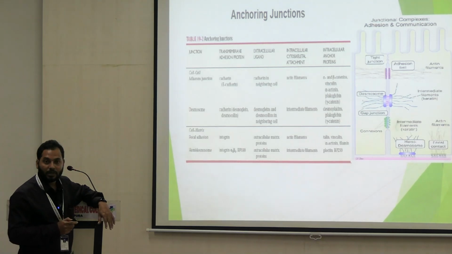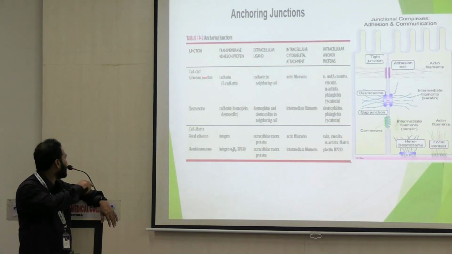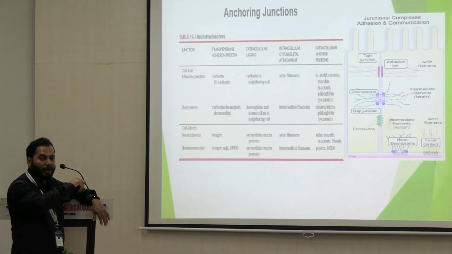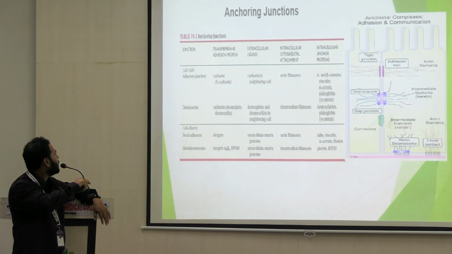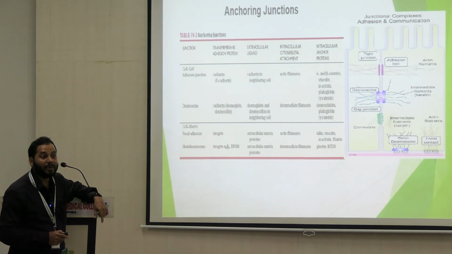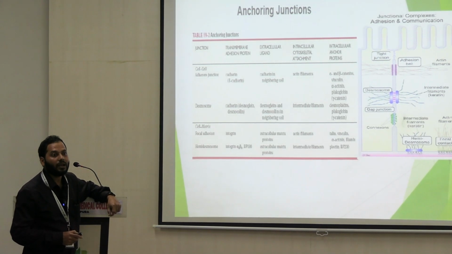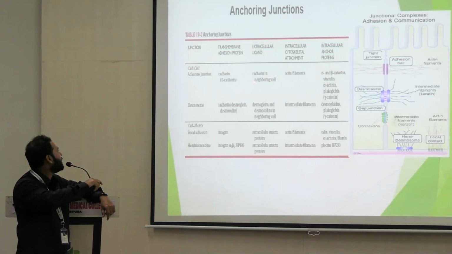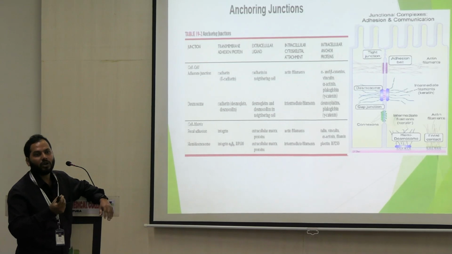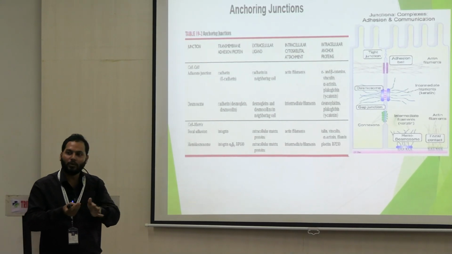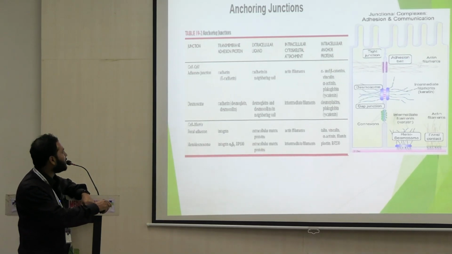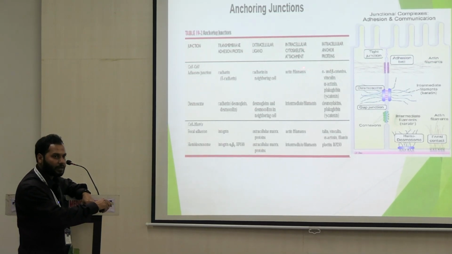If you see the proteins present here, in the case of Adherens junctions, the transmembrane protein is Cadherin, right? And the extracellular ligand, meaning the ligand present in the cell matrix, is Cadherin in the neighboring cell. That means the Cadherin molecules attached to the cell membrane of the neighboring cell. And inside the cells, it is attached to the actin filaments.